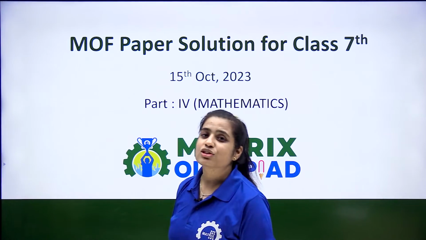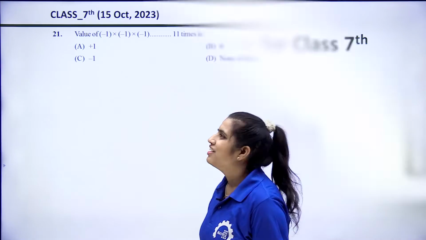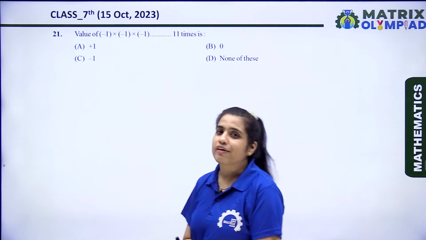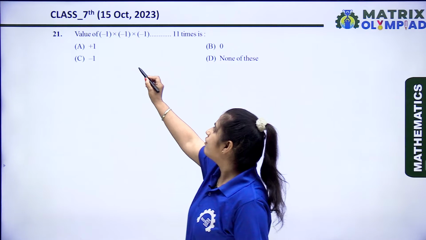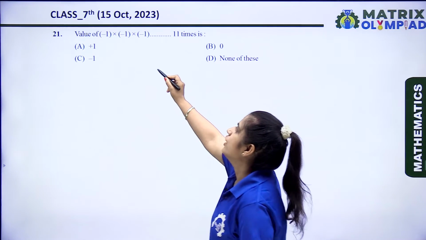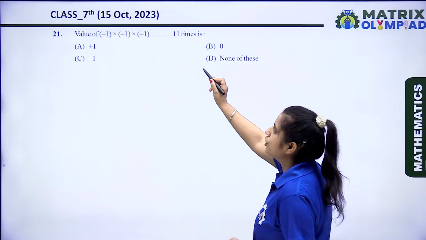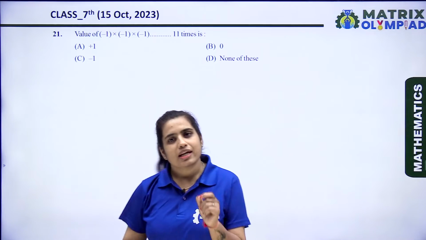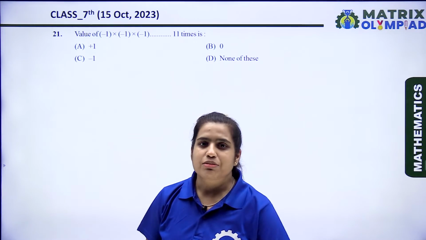So let's start the solution of the questions. Now let's start the first question of this part. That is the value of -1 multiplied by -1 multiplied by -1, 11 times. यानी -1 11 times क्या हो रहा है?